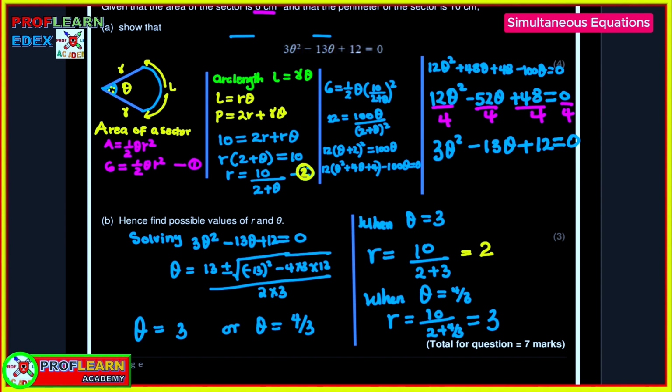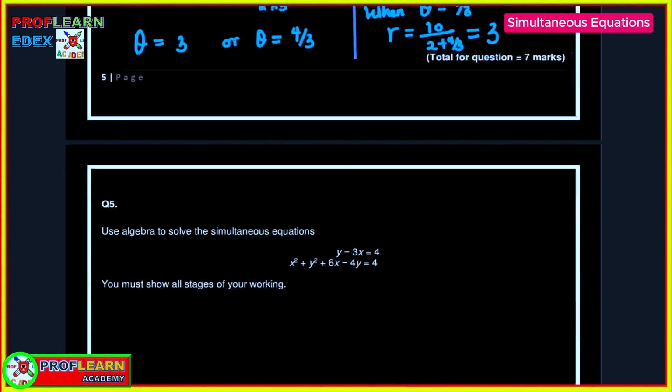Right? So that's exactly what you're supposed to do in that particular question. Now we're going to question number 5, and question number 5 is testing how to solve a curve and a straight line. We are given: use algebra to solve the simultaneous equations y minus 3x equals 4, x squared plus y squared plus 6x minus 6y equals 4. You must show all stages of your working.